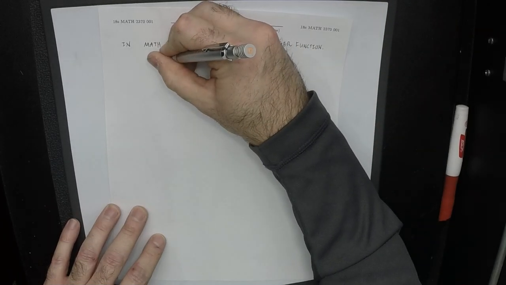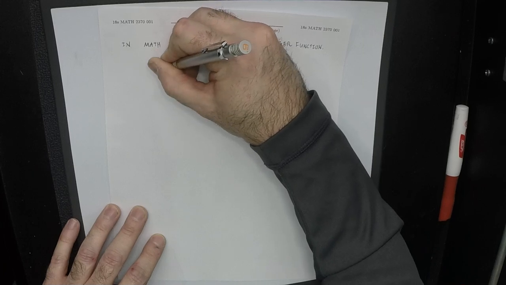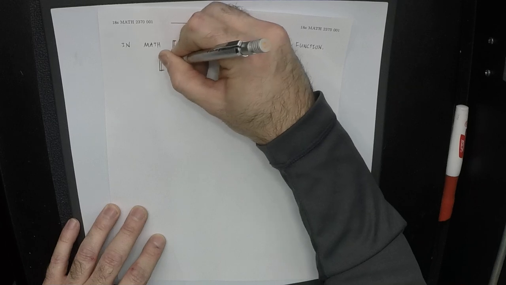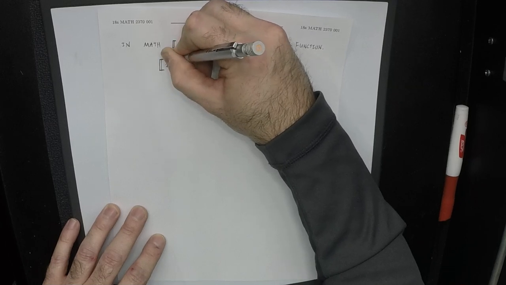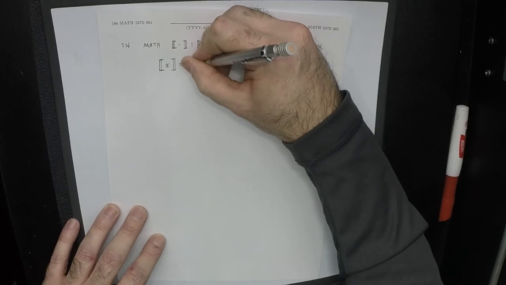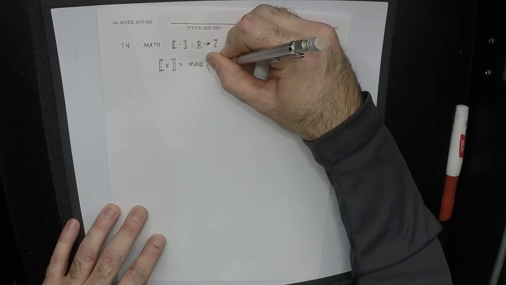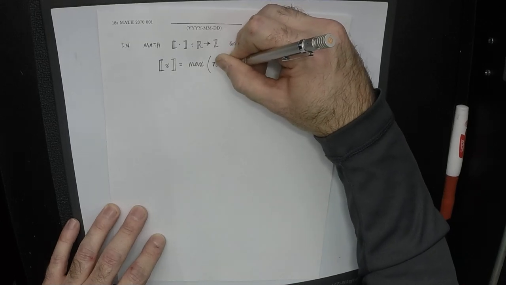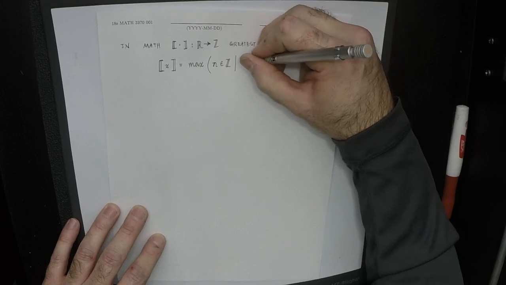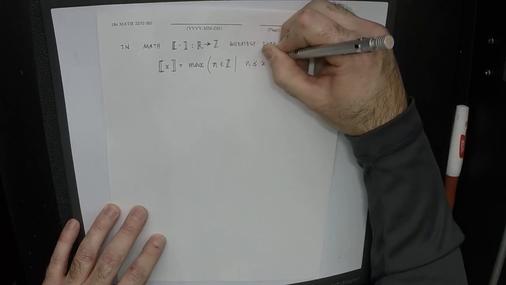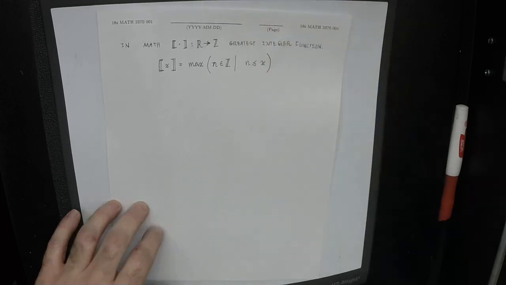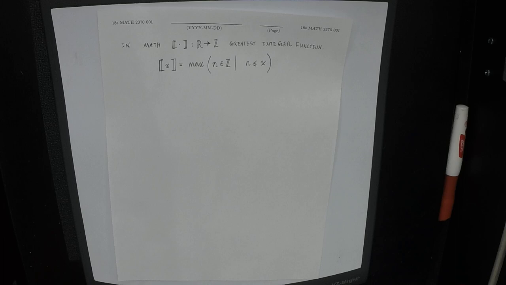And it is defined as: the greatest integer function evaluated at x is the maximum of the set of all n in Z such that n is less or equal to x. For those of you who have done any programming, this has a different name. Mathematicians call it the greatest integer function, but computer science calls it what? Ceiling.